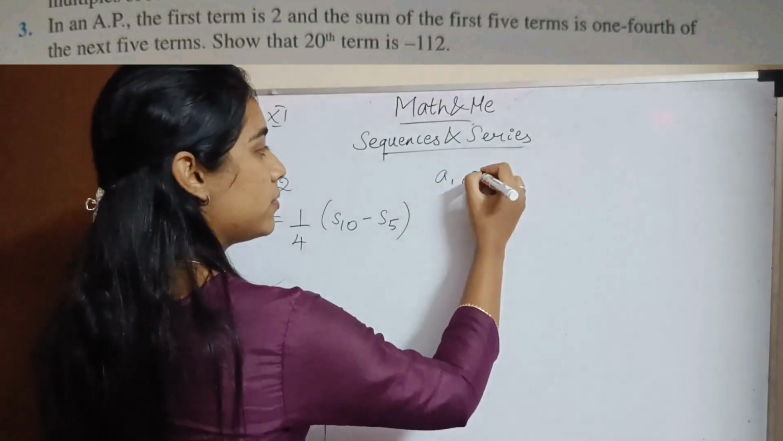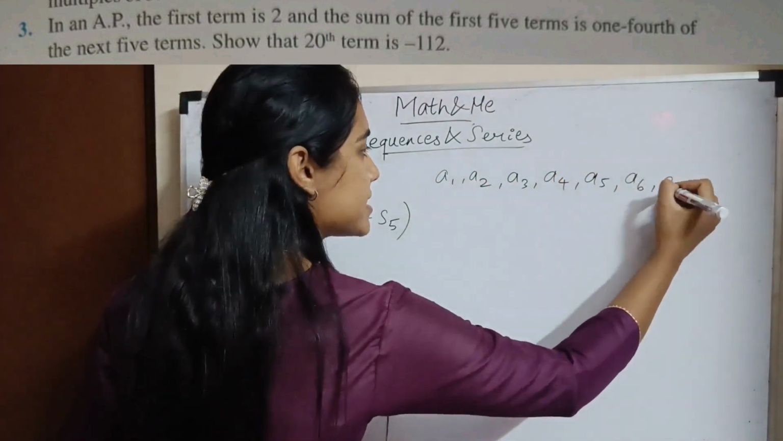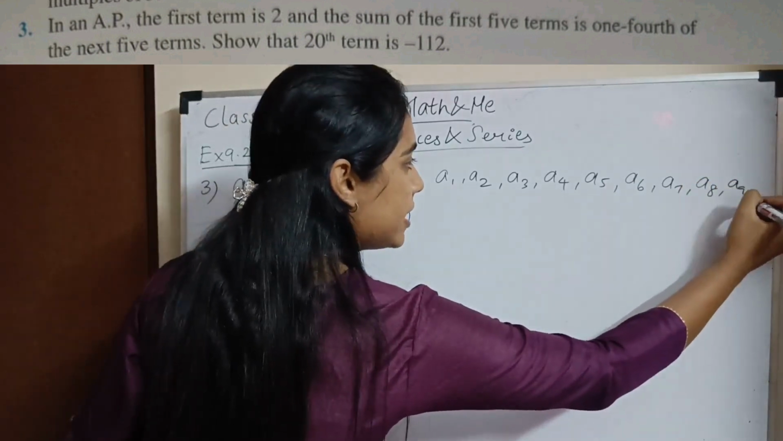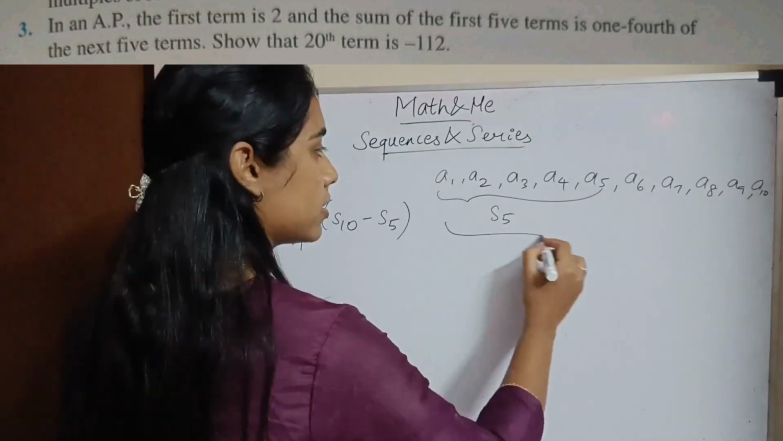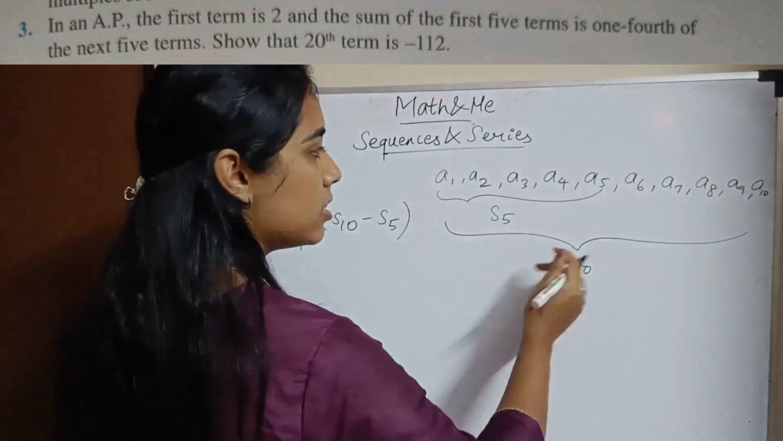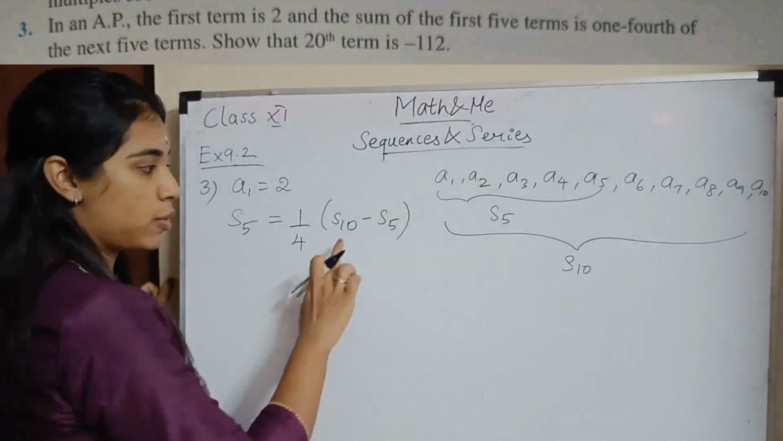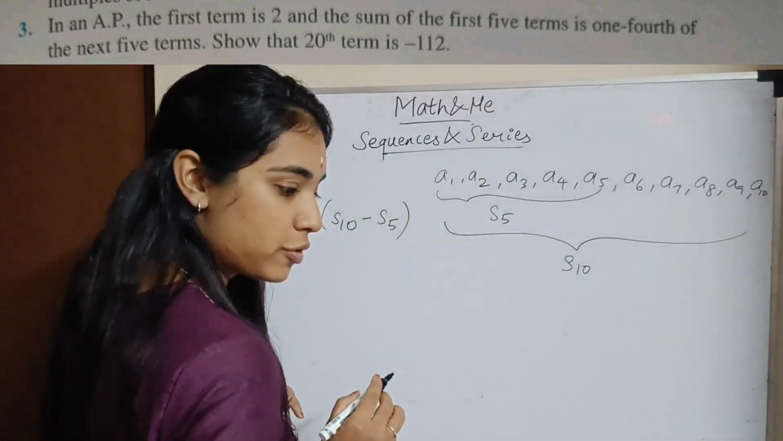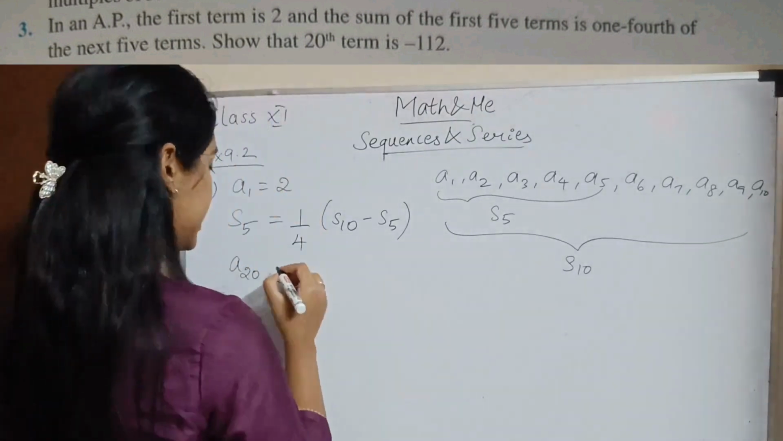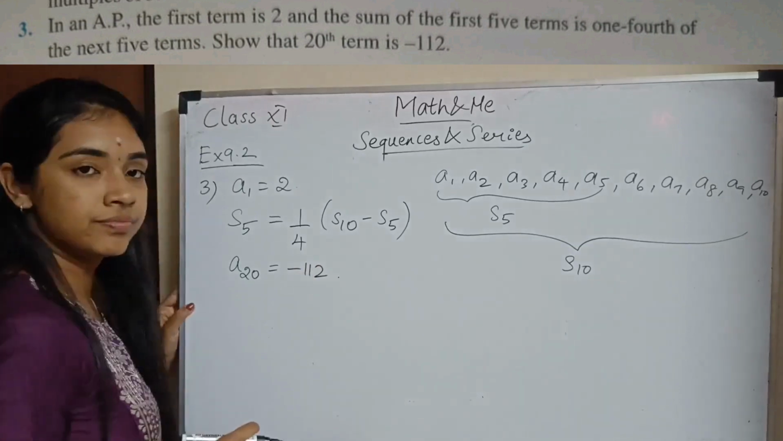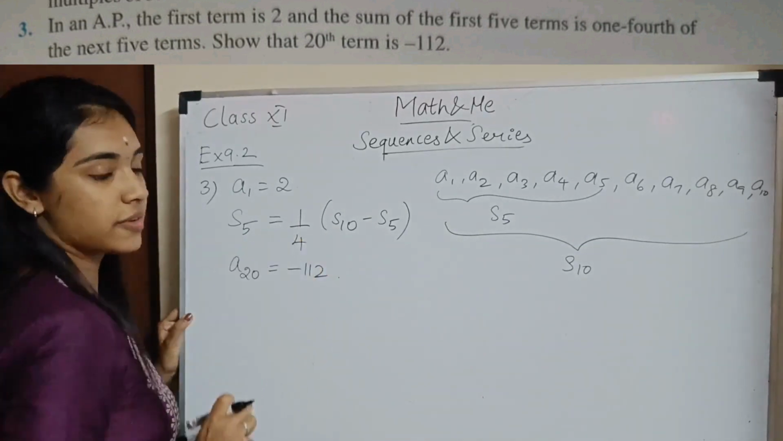You have A1, A2, A3, A4, A5, A6, A7, A8, A9, A10. This is S5, and this is S10. So when you need the next five, it's S10 minus S5, the sum of the next 5 terms. You have to show that the 20th term is minus 112. So, using the relation, you'll be able to solve the question. This is the relation that is very, very important.